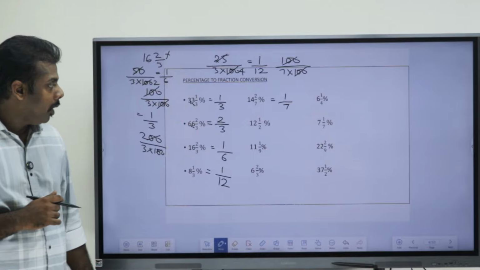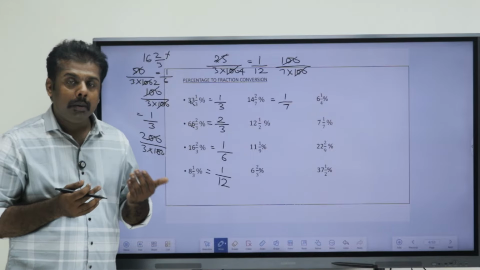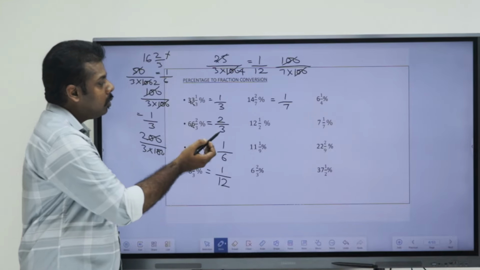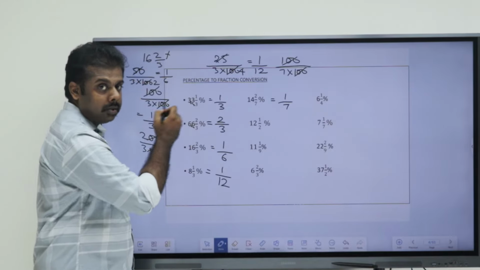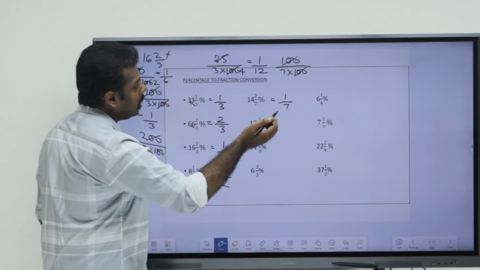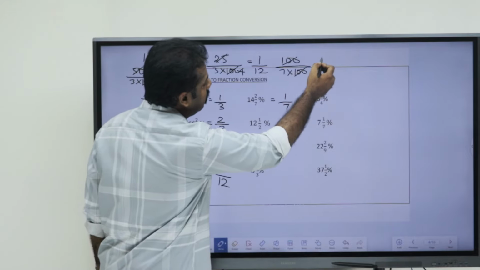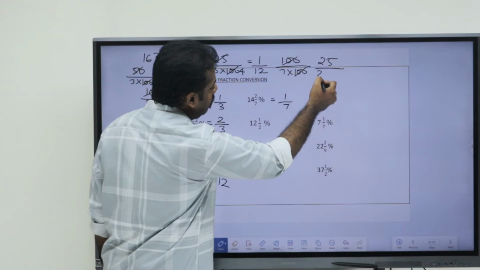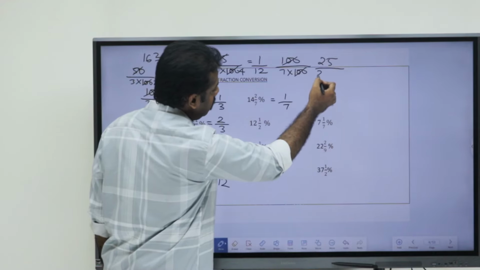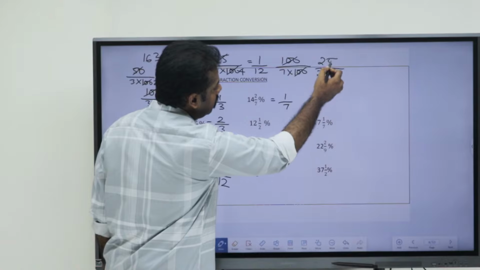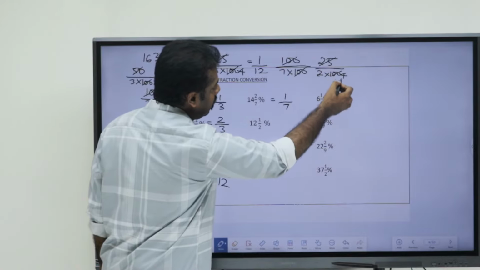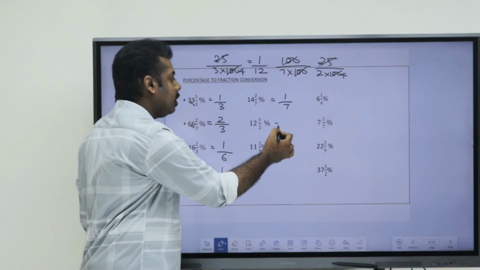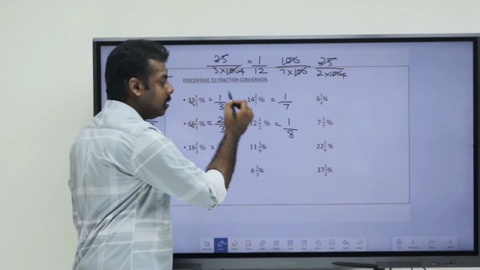Now we can move to the next case, that is 12 1 by 2 percentage. Same process we are going to follow. This is basically 2 into 12 plus 1. What are we getting there? We are getting 25 by 2 into 100. 25 4s are 100, 2 4s are basically 8. So the fraction part that you are getting here is 1 by 8.